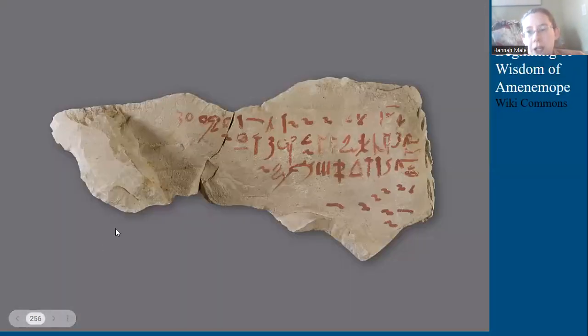This is an ostrakhan with the beginning part of another, what's become a rather well-known text, because again, it seems to have stayed in vogue and popularity. That's called the Wisdom of Amenemope.